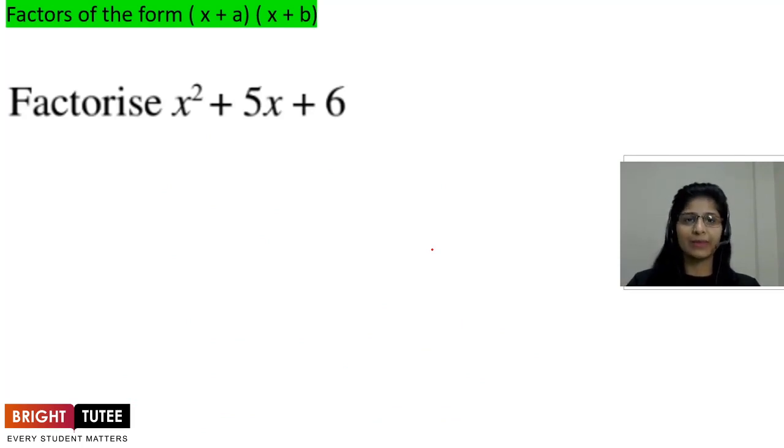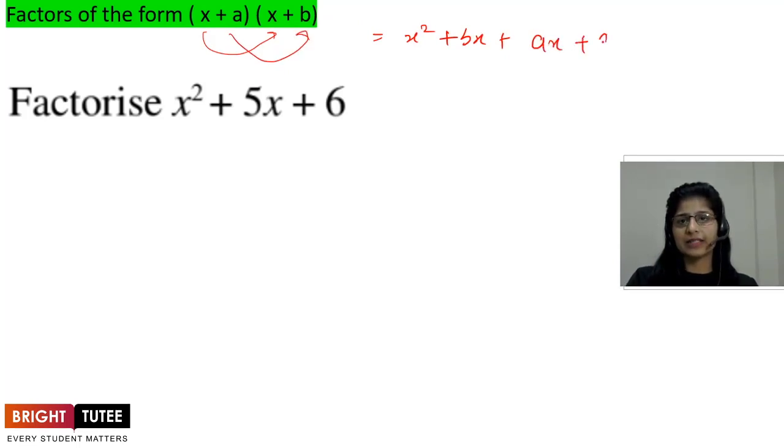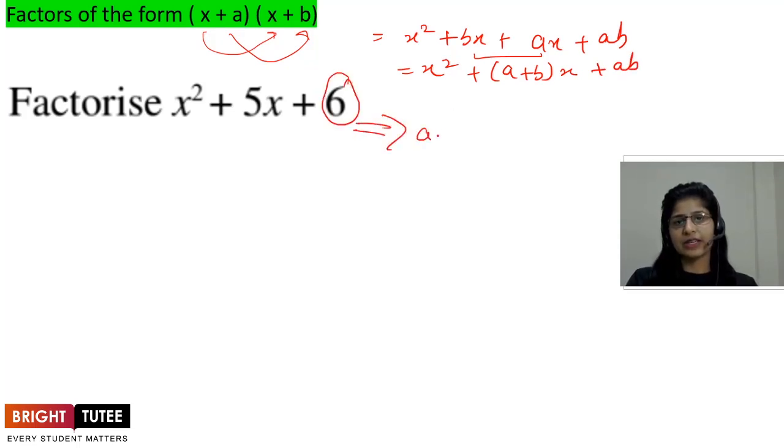Okay. Now we will be doing factors of the form x plus a into x plus b. What does this mean? X plus a and x plus b. We are going to get the factors in this form. Okay, so we have x square plus 5x plus 6. How do we solve it? Just see, when we solve x plus a and x plus b, first multiply x with x plus b. X square plus bx plus, now multiply a with this bracket, so we'll get ax plus ab, right? So we get x square plus a plus b, in these two terms x is common, plus ab. So this is our ab, and a plus b is our 5 here. If you compare, a plus b is 5, ab is 6.